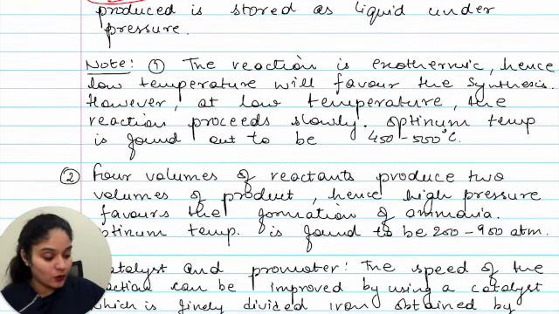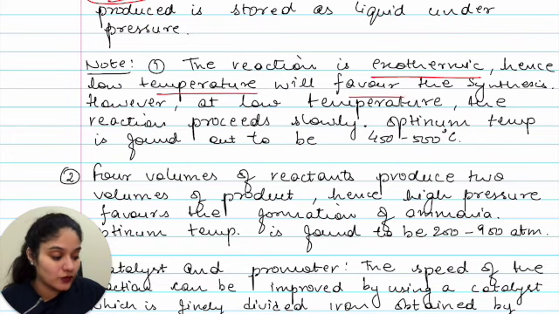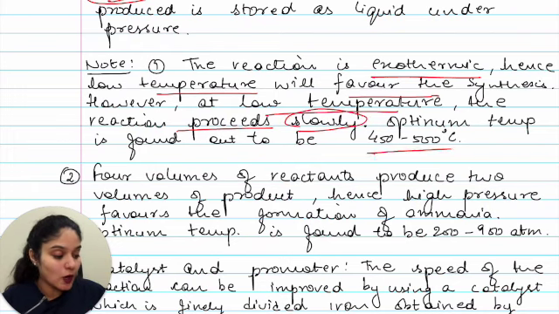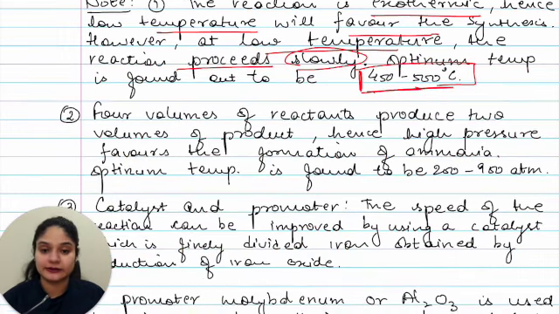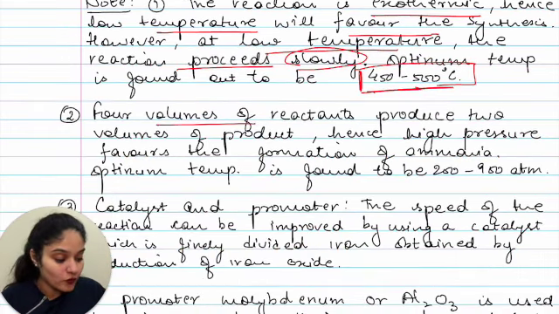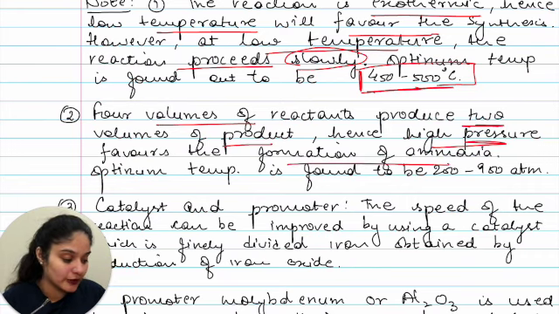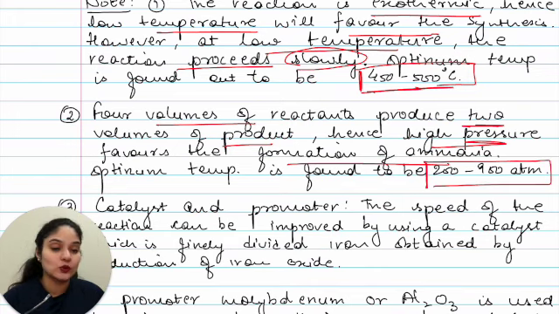Now, the note. The reaction is exothermic, hence low temperature will favor the synthesis. However, at low temperature, the reaction proceeds slowly. So, the optimum temperature is 450 to 500 degrees Celsius. 4 volumes of reactants produce 2 volumes of the product. Hence, high pressure favors the formation of ammonia. Optimum pressure to be maintained is 200 to 900 atmospheric pressure.